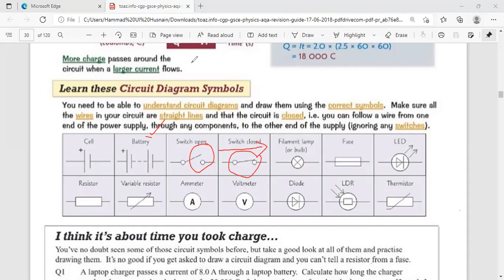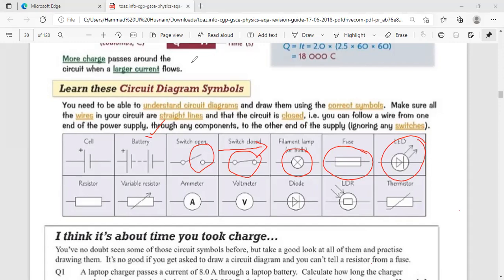Okay. So a filament lamp or a bulb, we represent this by this symbol. Similarly, a fuse is represented by this symbol. LED is basically a light emitting diode. You need not know the details of LED, but it is just represented by this symbol. Similarly, a resistor. Now you need to understand the difference between resistance and resistor.